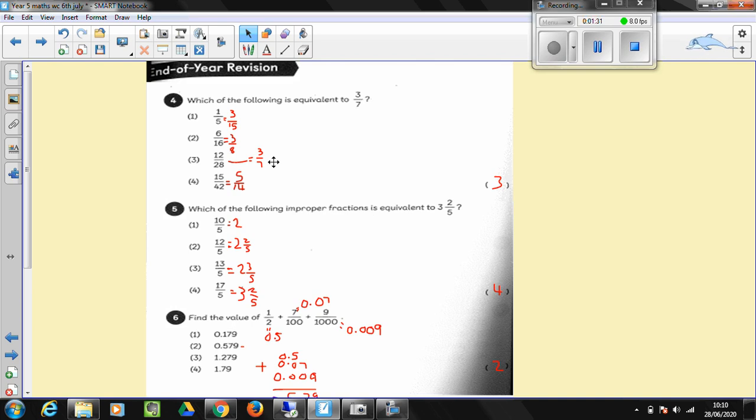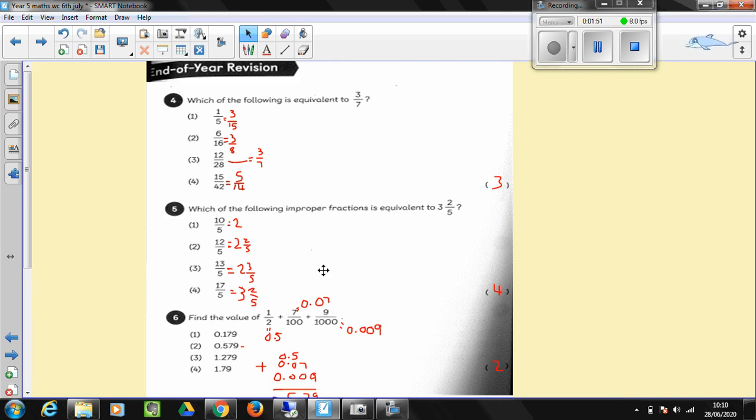For the next one, I could divide the top and the bottom by 4. That would get me 3/7. And for the final one, just to check, I couldn't make either of them into sevenths or thirds or 3/7. So it's question 3 that's equivalent.